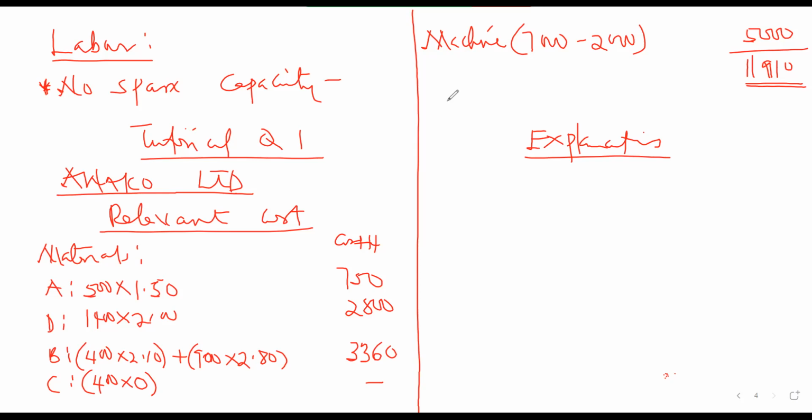Okay, if you come to C, C has no other use. Whether we use it or not, it will still be there. You are not going to use it for anything. So it will be there worthless. So the relevant cost is zero.